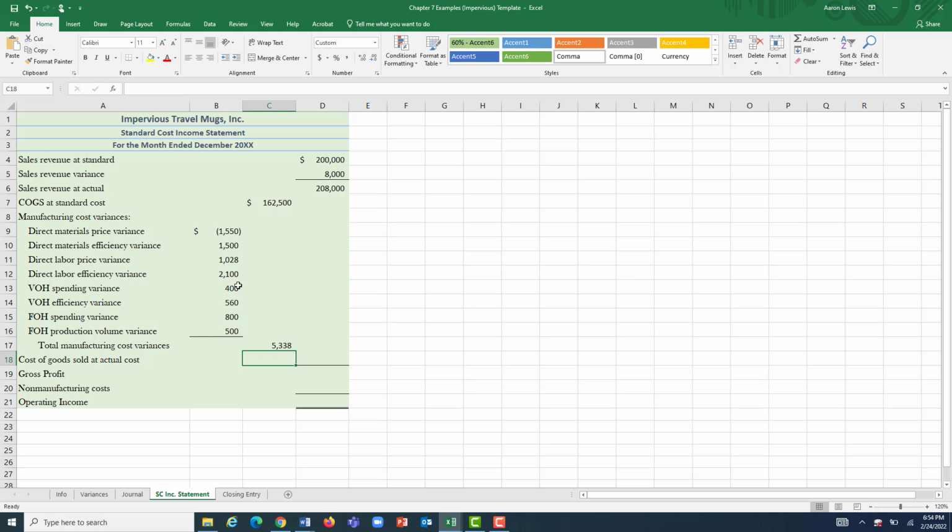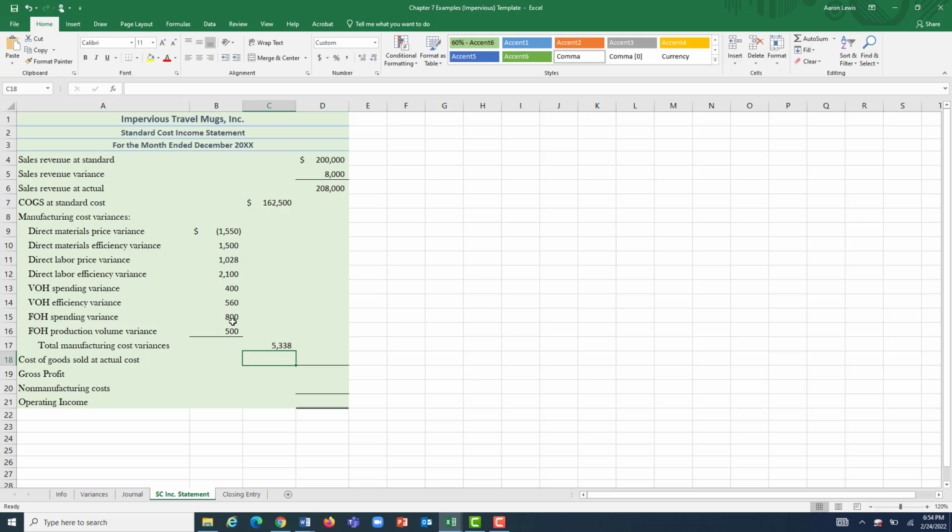The things that go into variable overhead increased in rate. We had to use more of the driver for variable overhead. The things that we spend on that we consider to be fixed ended up being more expensive than we thought they were going to be. And we needed to use more of the driver that we used to allocate that out during the period. All of those things caused costs which were bad for our bottom line.